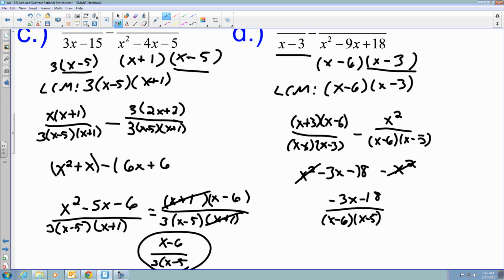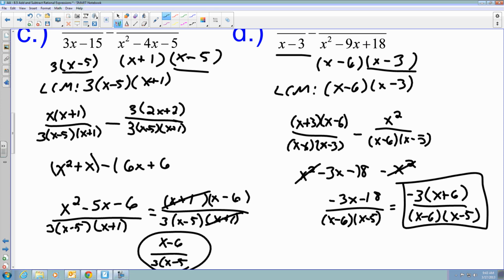But as I look at this, I think I can factor out a negative 3 here. So I can go negative 3, and then it's x minus 6. And I have, that should be a plus actually. And then I got x minus 6, x minus 5. I guess I couldn't factor, so I guess this is all I can do.